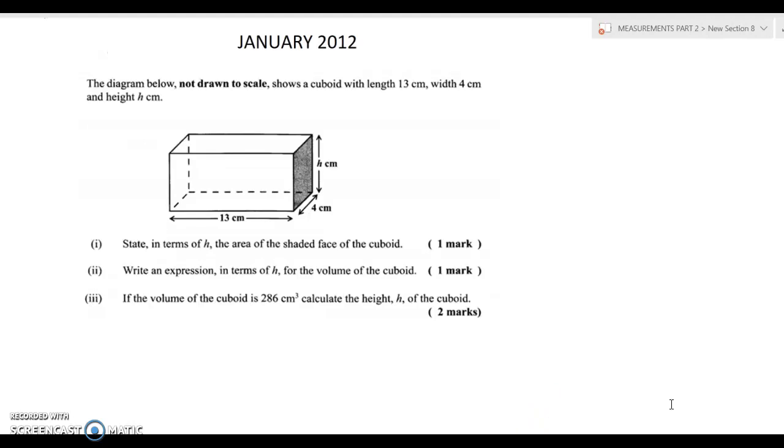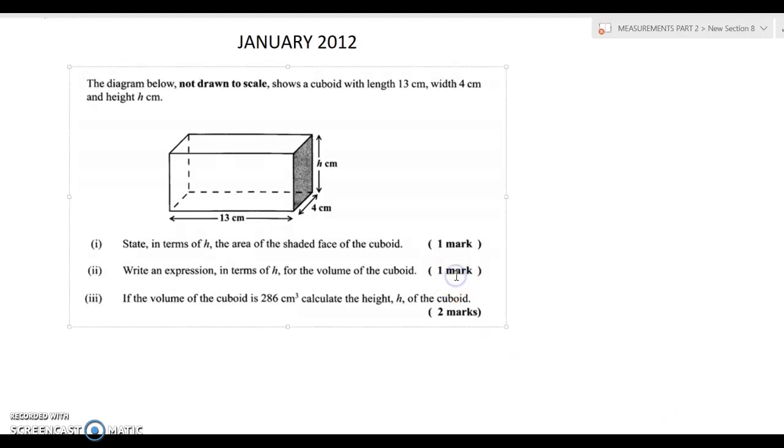Hi everyone, so this is our last video for measurements. We'll just be looking at two CXC past paper questions on measurements. The first one we're looking at is January 2012. This question, let's go through it together.